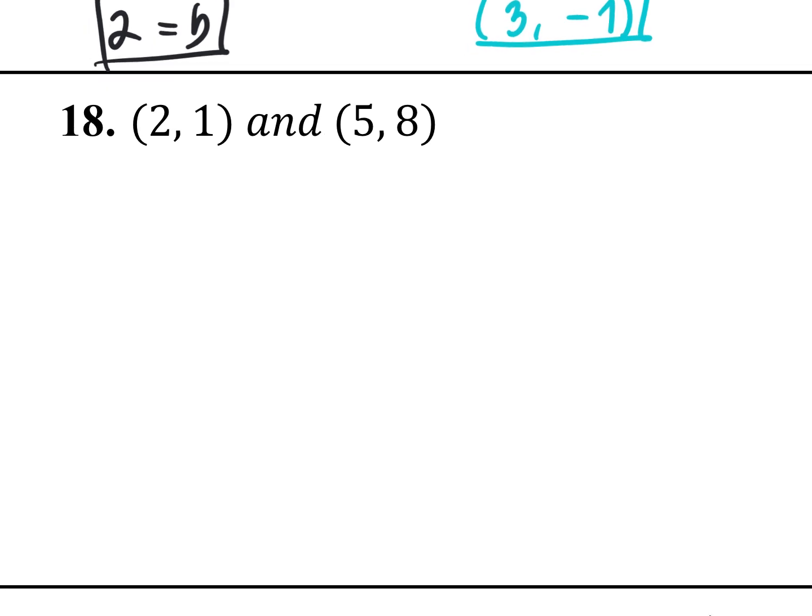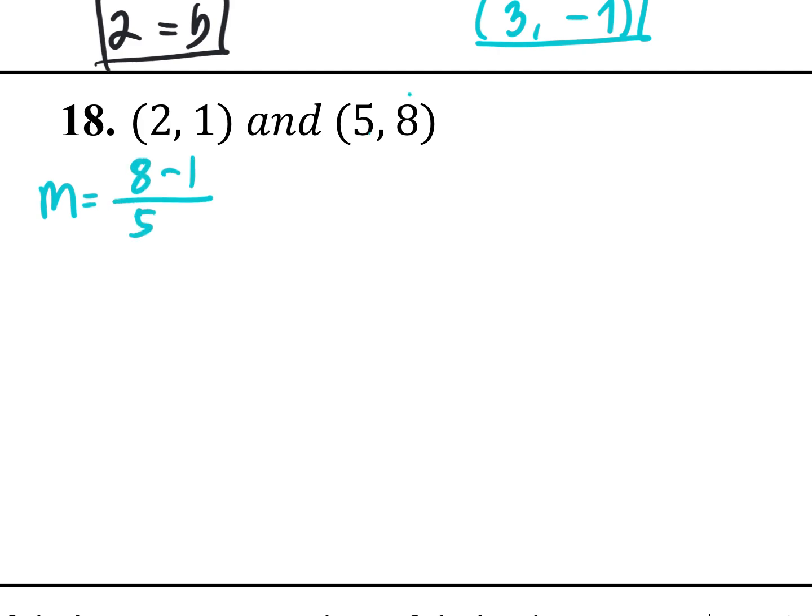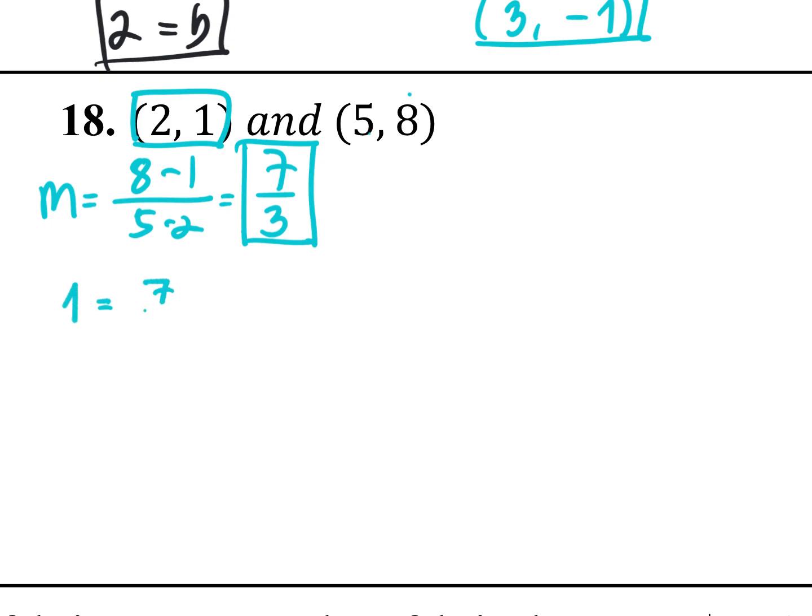Number 18, 2, 1, and 5, 8. The same steps. Let's find our slope here. 8 minus 1 divided by 5 minus 2. 8 minus 1 is 7, and 5 minus 2 is 3. So it's positive 7 over 3. Now let's use 2, 1 as our point to find b. So I'm going to say 1 is equal to 7 over 3 multiplied by 2 plus b.